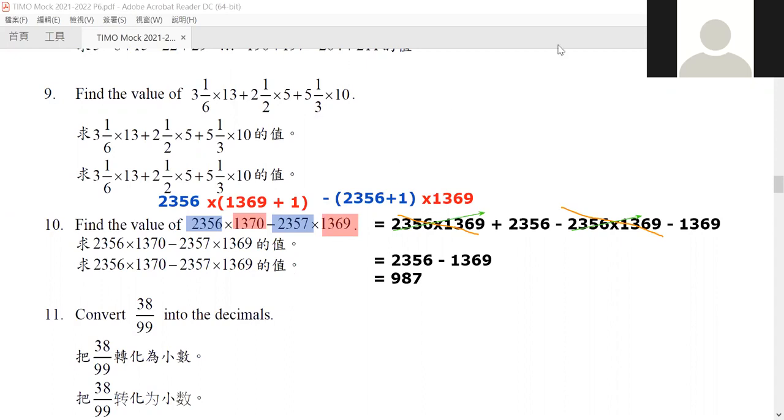Okay. So let's go to question 11. We want to convert these numbers into decimal.